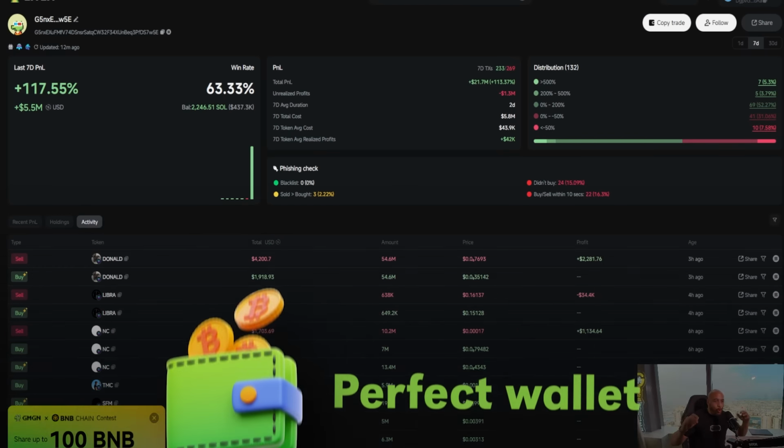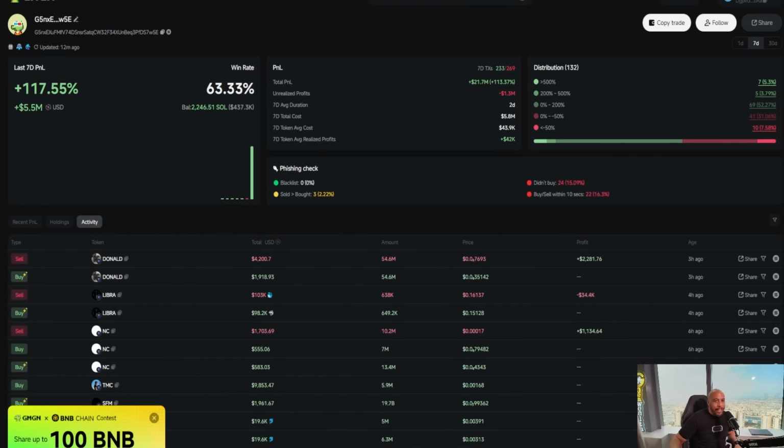This is what you call a perfect wallet, guys. I believe that this is an insider wallet. Look at the P&L. The last 7 days, the P&L is 117%. And the win rate is 63%. We're looking for anything over 55%. Unrealized profit total is 21 million. It's down 1 million in the last 7 days, but it's still up 21 million. All this fits my criteria.